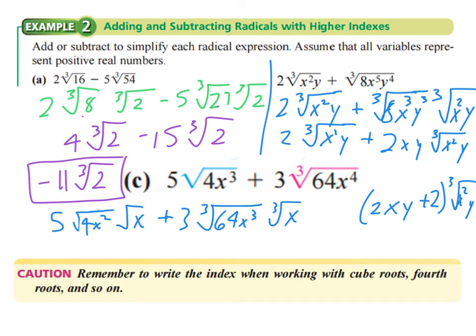And that square root of 4x squared would be a 2x. Multiply that by the 5, we get 10x, and the square root of x. The cube root of 64x cubed would be 4x, so we get 12x, and the cube root of x. So again, you can see here that we can simplify that like we did, but we end up with square roots of x and cube roots of x, so we can't actually combine those using this property.